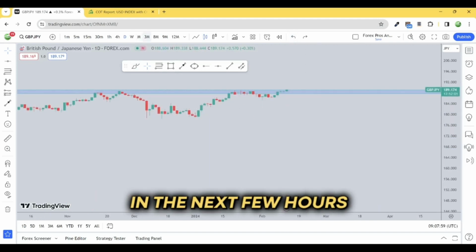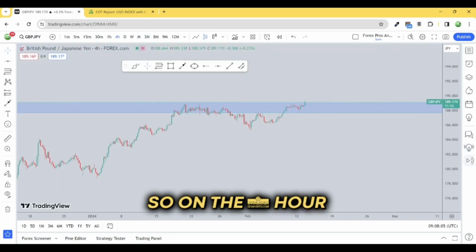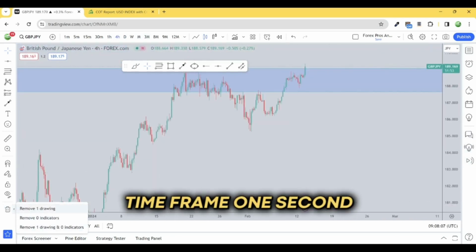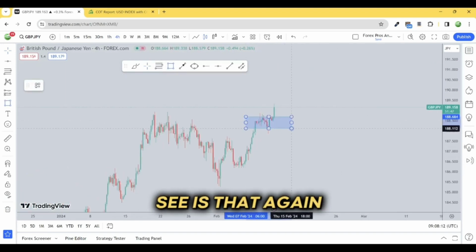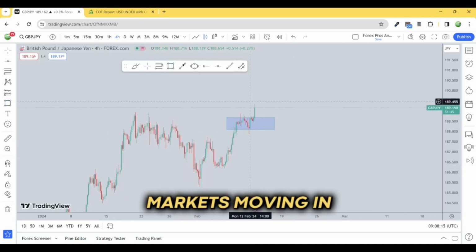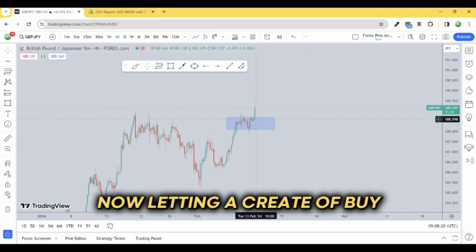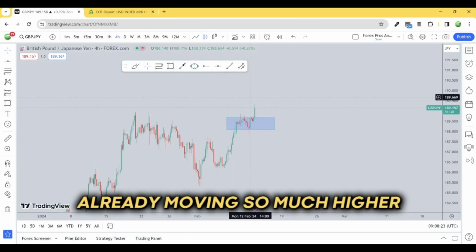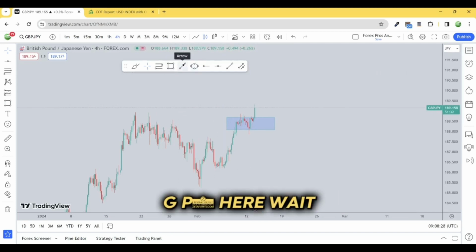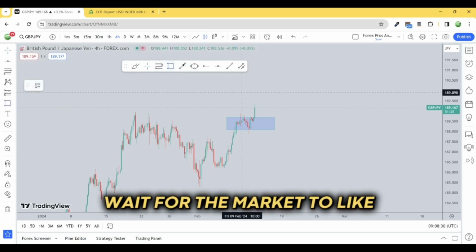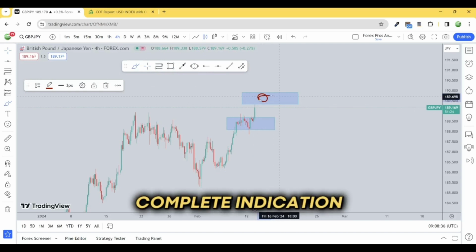In the next few hours, what will happen, we'll discuss that. Okay, so on the 4-hour time frame, we can see the same scenario again: the market is moving in the upward direction. Placing a buy trade while the market is already moving so much higher is not something I would recommend. So on the GBPJPY pair, wait for the market to reach a point where, before coming down, it will give a complete indication.